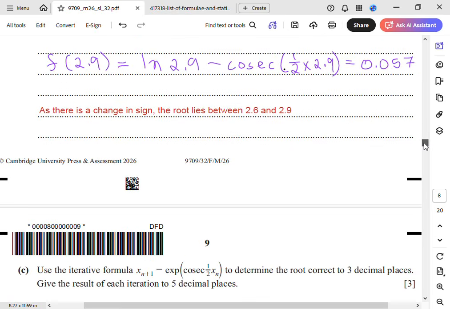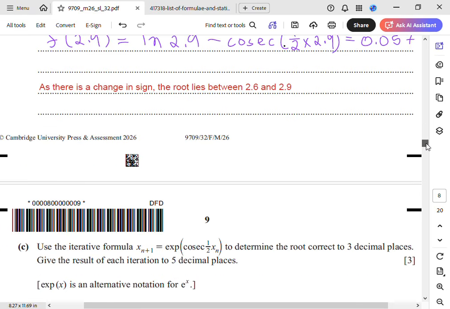Moving to the next question, it says use the iterative formula x n plus 1 equals exponent of cosec half x n to determine the root correct to 3 decimal places. Give the results of each iteration to 5 decimal places. So each iteration you have to give it to 5 decimal places, but the final answer for the root will be to 3 decimal places, right? Okay, it also gives a hint here. Exp of x is an alternative notation for e to the x. So you can write e to the x as this.